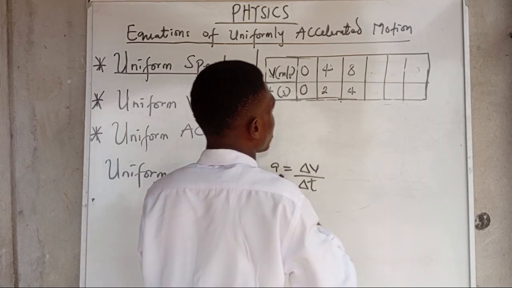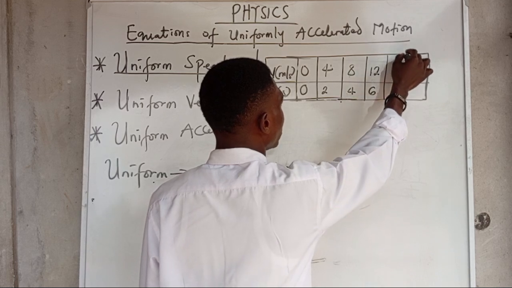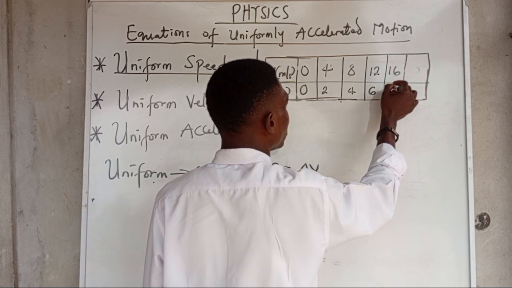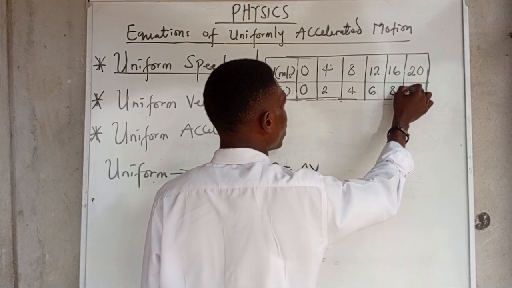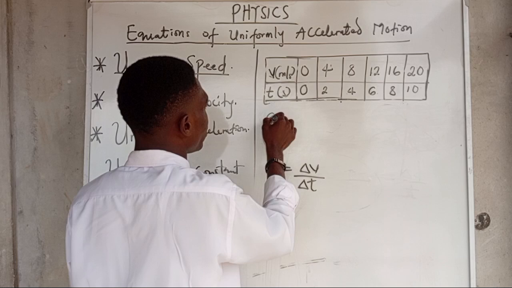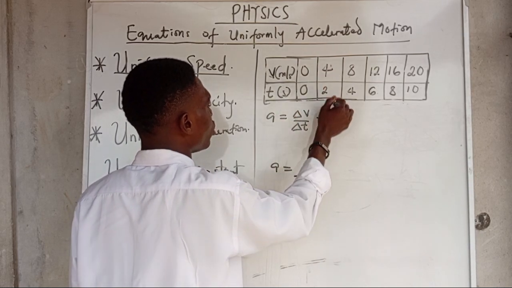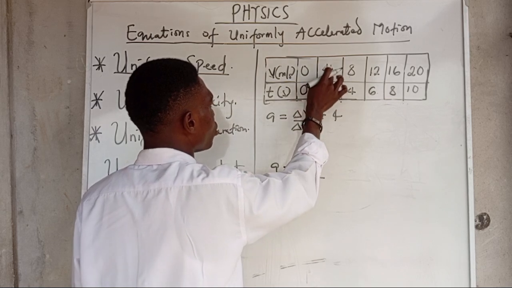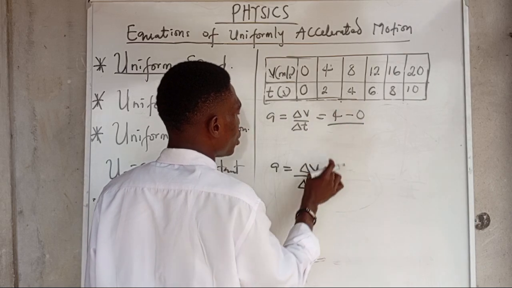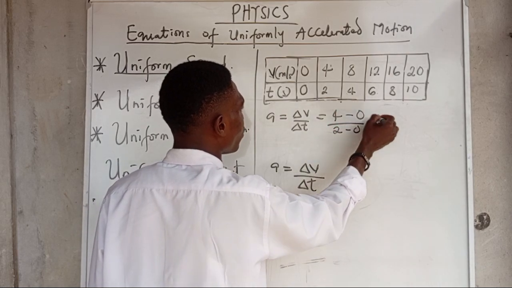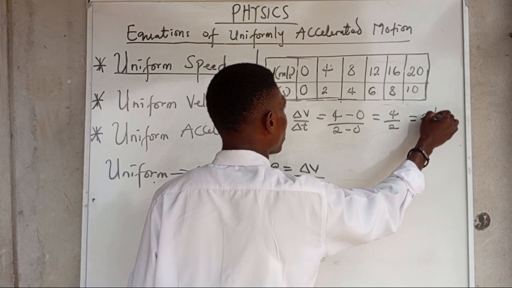Are we there? Yes. And then 12 in 6 seconds, and then 16 in 8 seconds, and of course 20 in 10 seconds. To get the acceleration, acceleration is equal to change in velocity over change in time. For the first one, it's going to be what? Final velocity v, which is 4, minus initial velocity u, which is 0, over the change in time as well. That's 2 minus 0. That will give us what? 4 minus 0 is 4 over 2. That will give us 2 meter per second squared.